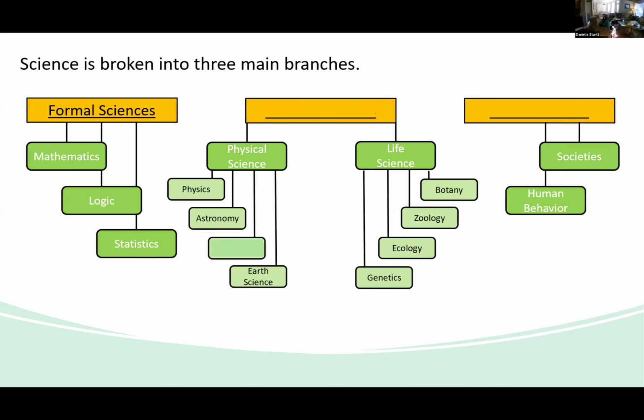All right, so Emerson, what's this next one here? Natural science. Natural sciences, very good. And then what's the last one that has societies and human behavior? Do you want to guess? Biology is going to fall under life sciences. These are all types of biology.